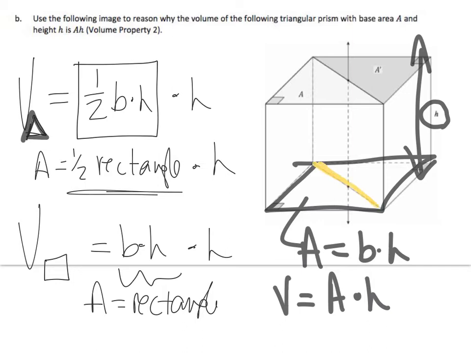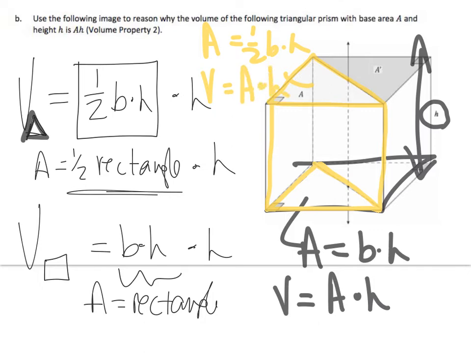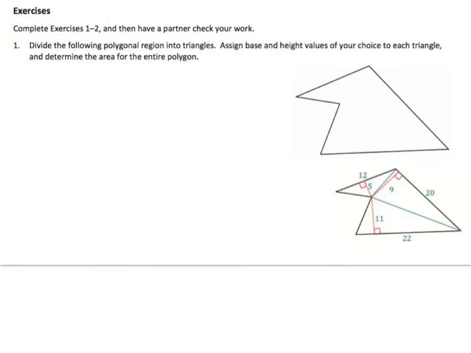Same for if we were just doing the triangular shape here, just what's in yellow, we would have area of the base, which is 1/2 base times height, and volume equals area of the base times height of your figure, the three-dimensional height. All right, complete exercises 1 and 2, and then have a partner check your work. We'll have to trust you on this one, unless you're watching the video with a friend.